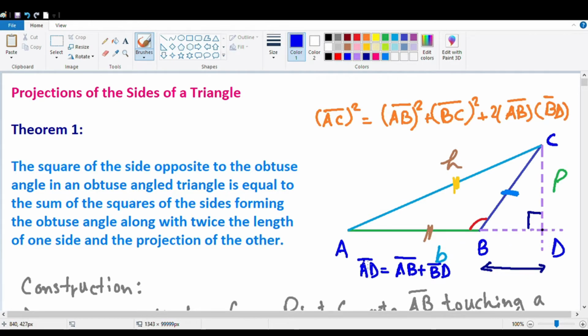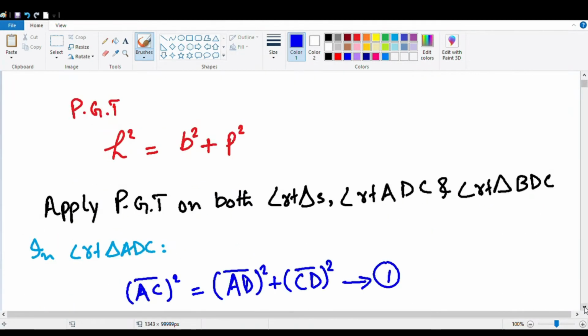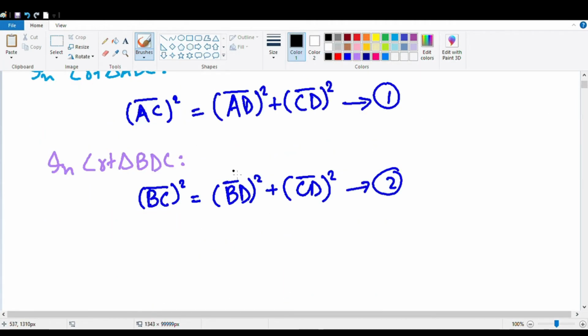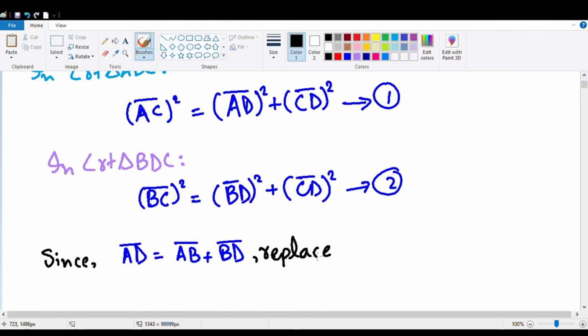So AD is equal to AB plus BD. And we're going to replace this in the first equation so that we get things moving and we get something, right? And then we'll use the second equation as well. So we're going to say that since AD is equal to AB plus BD, we're going to replace in equation number 1. So what we're saying is replace AD with AB plus BD, and now you'll see what happens when we do that.